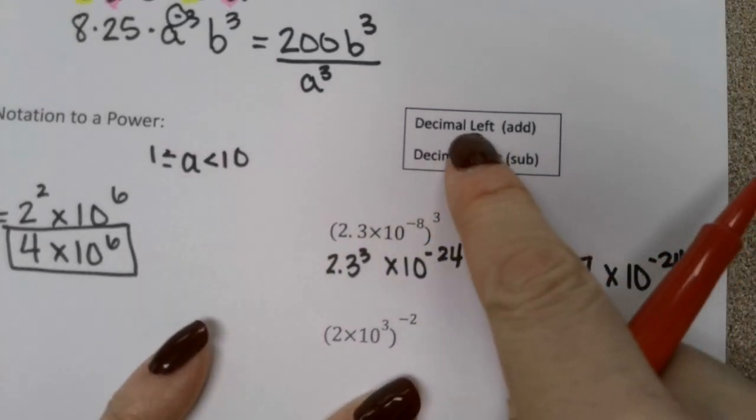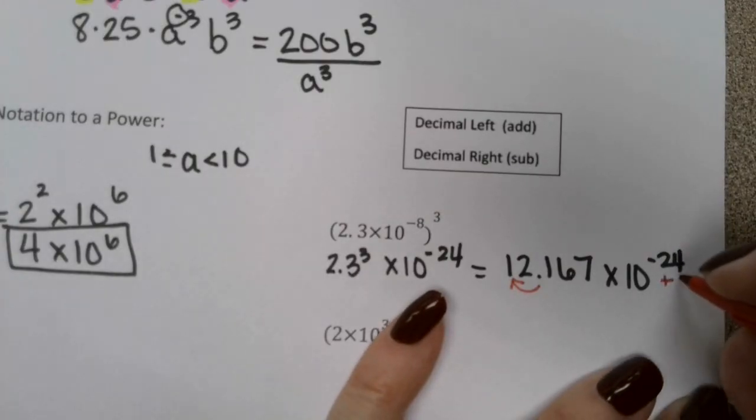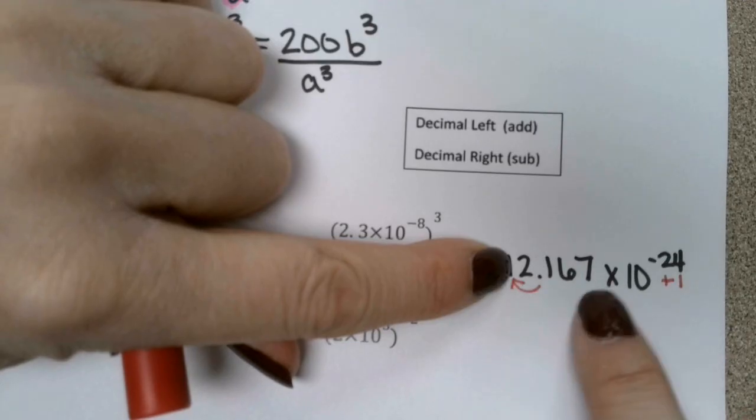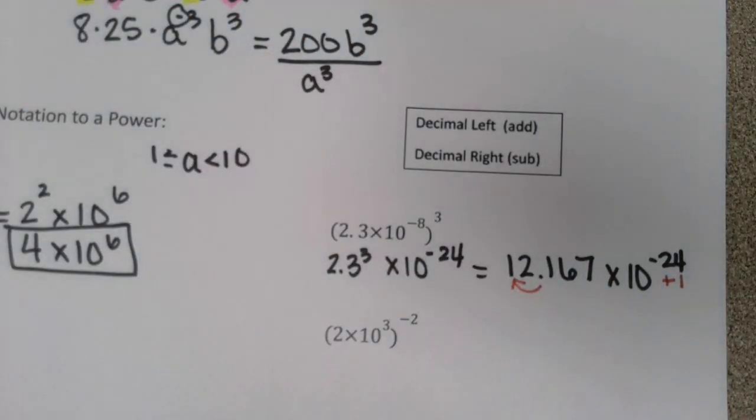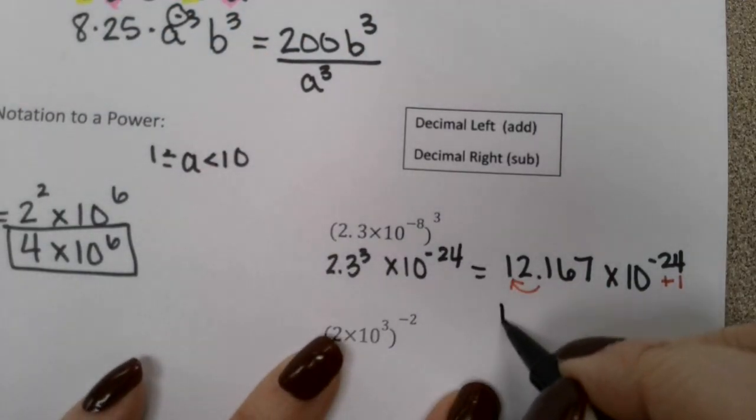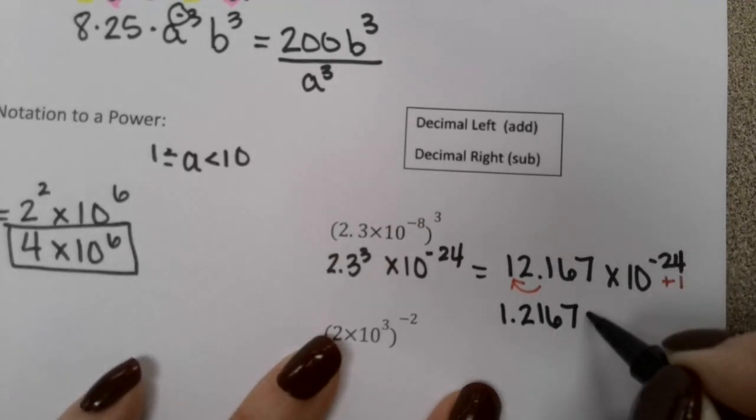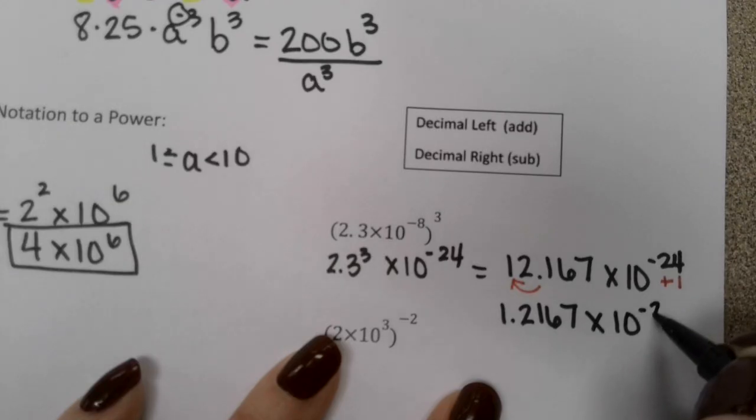If you move your decimal to the left, you end up needing to add here, because you're making one more slide in your list. So then you would have 1.2167, or in this case 1 less, times 10 to the negative 23rd.